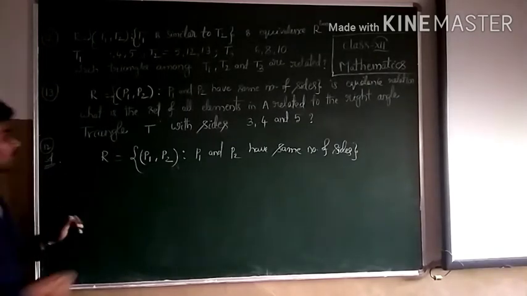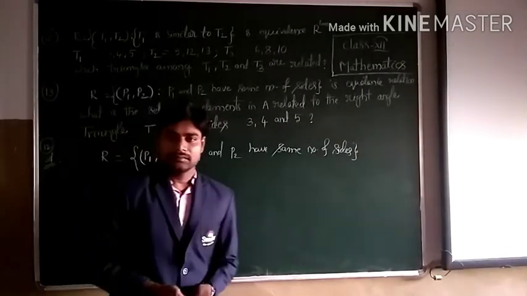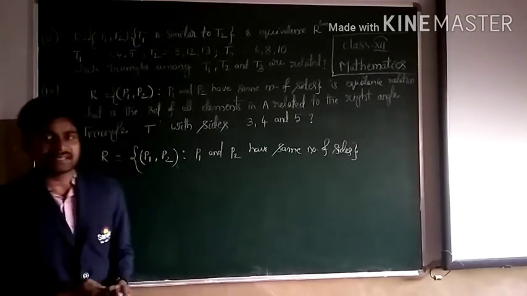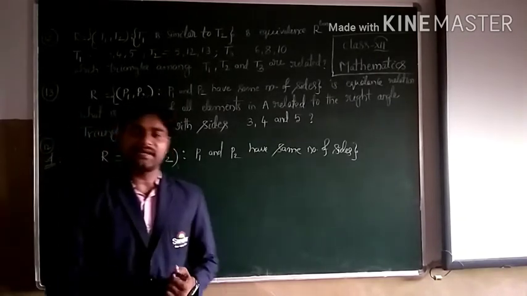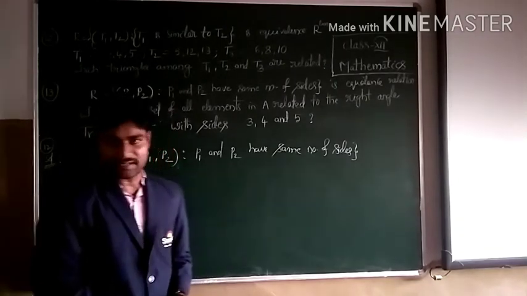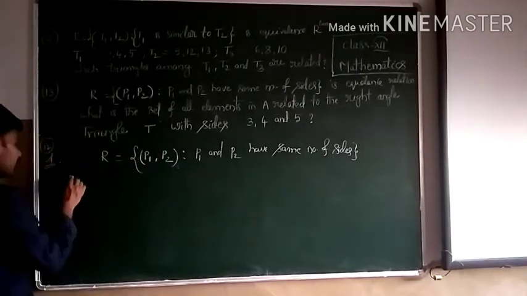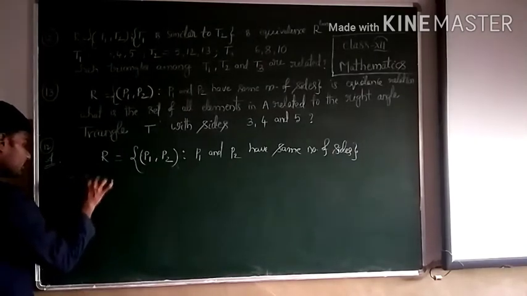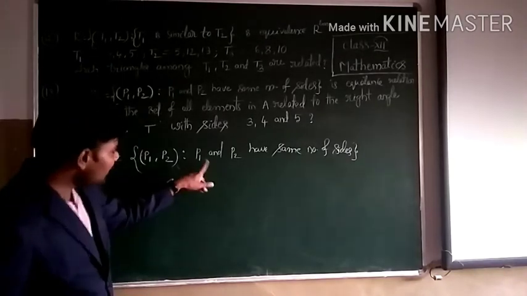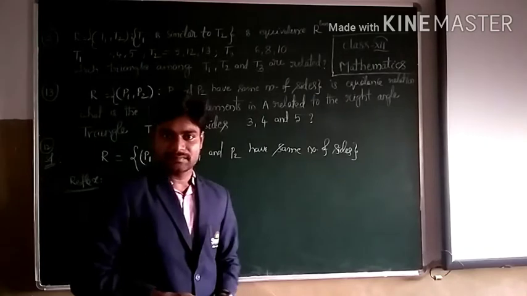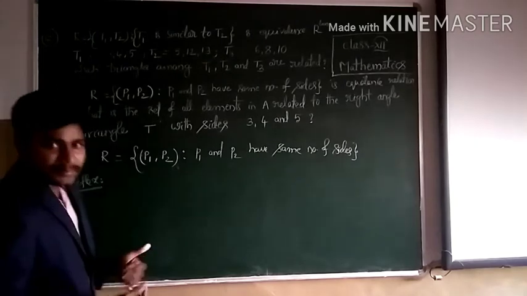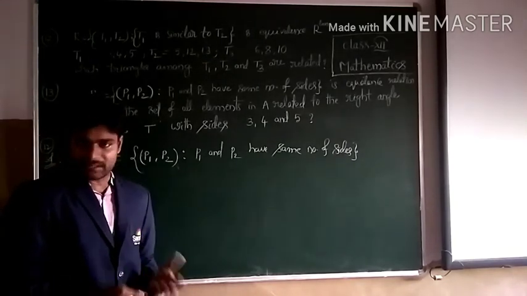Okay, next. We need to show this is an equivalence relation. A relation R is said to be an equivalence relation if it satisfies reflexive, symmetric and transitive properties, then we can say that the given relation is an equivalence relation. Now check the first one, reflexive relation. Reflexive relation means that each element is related to itself only.